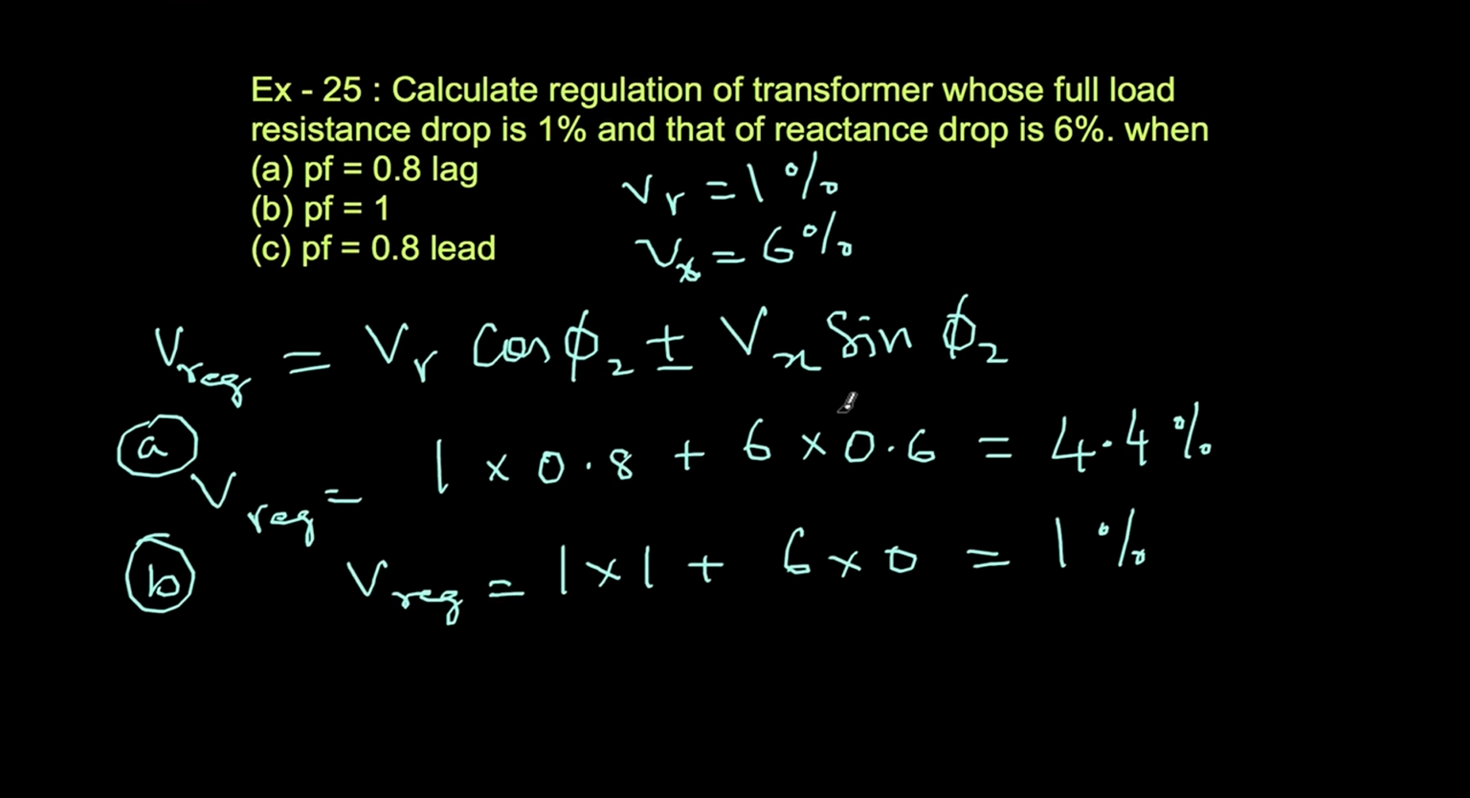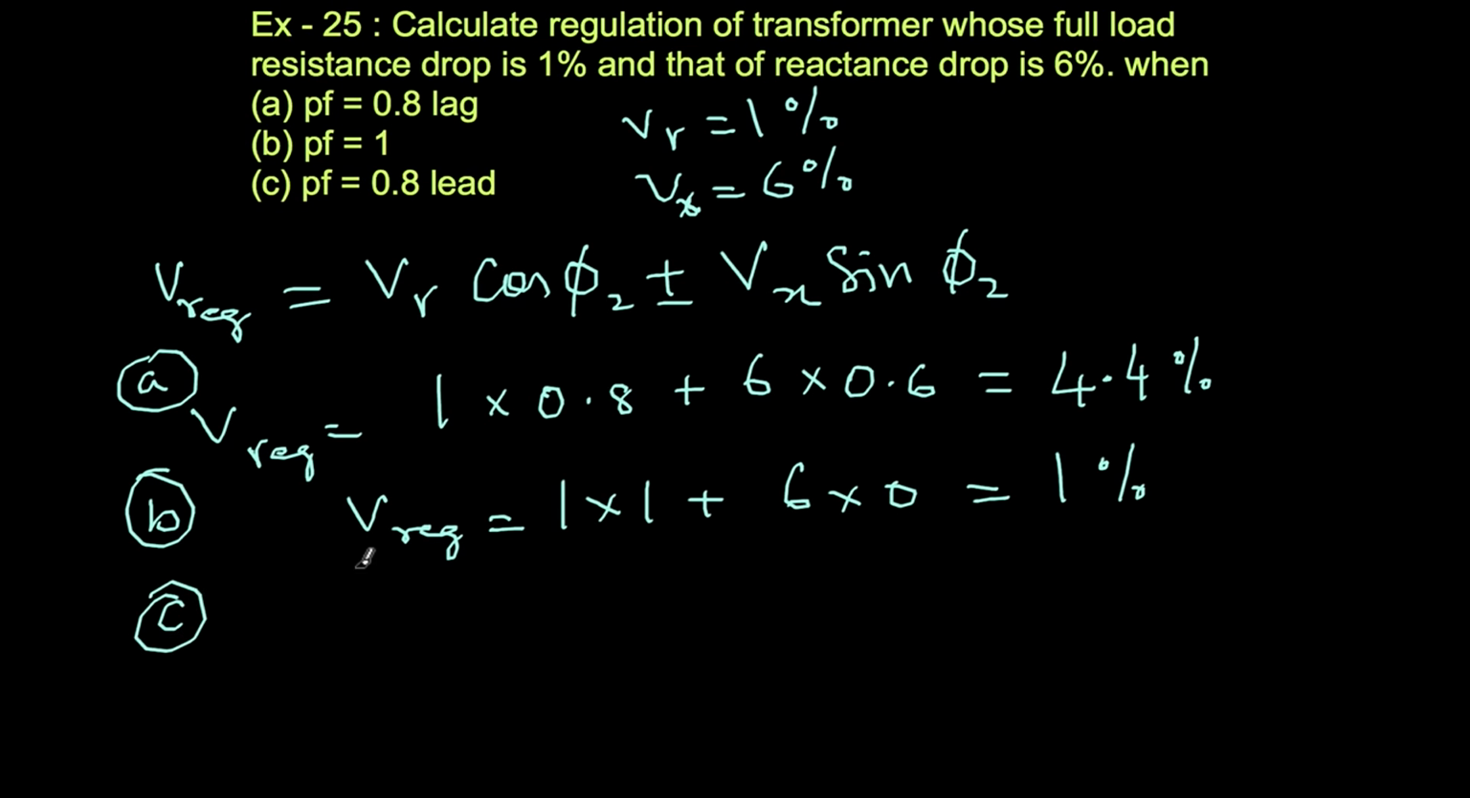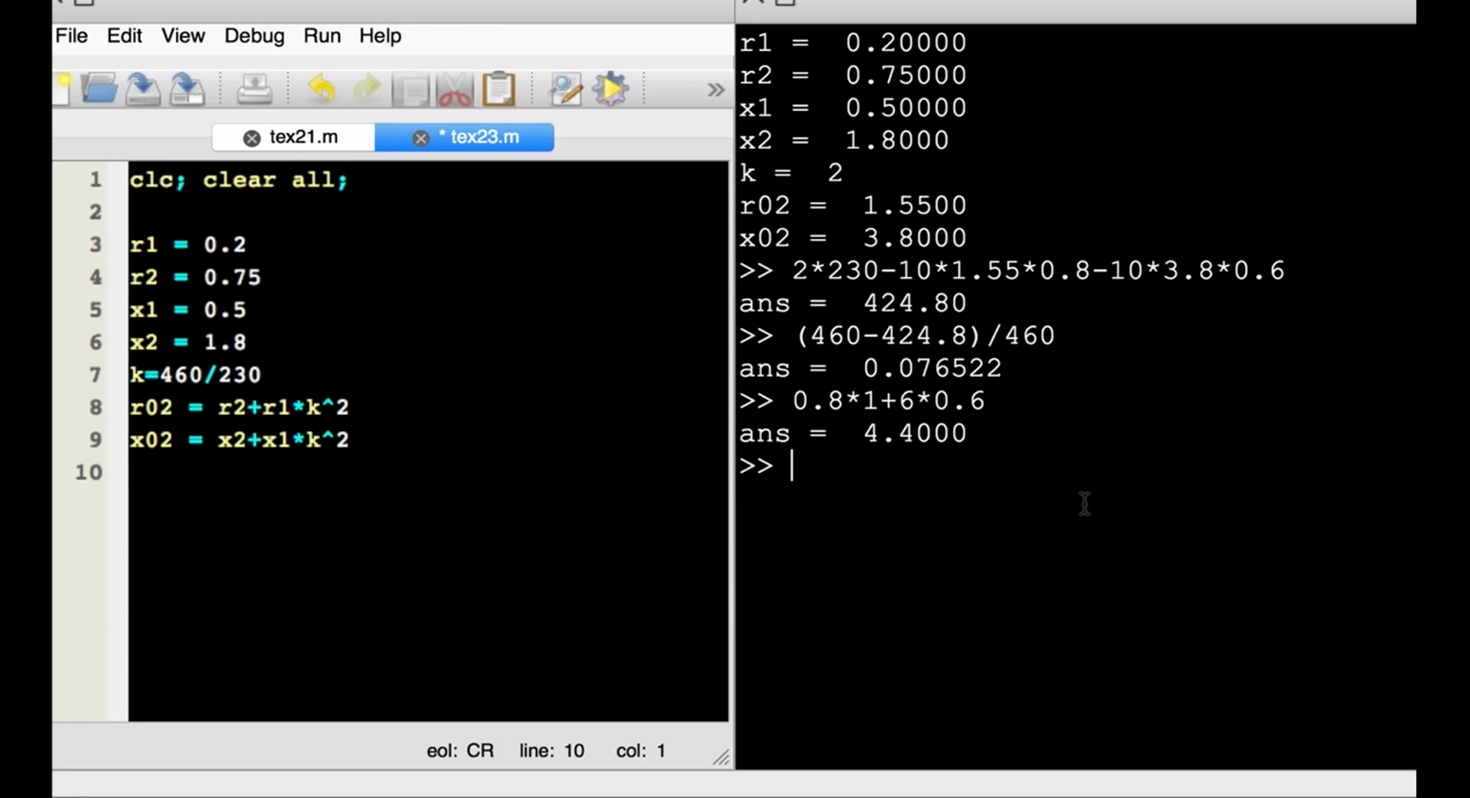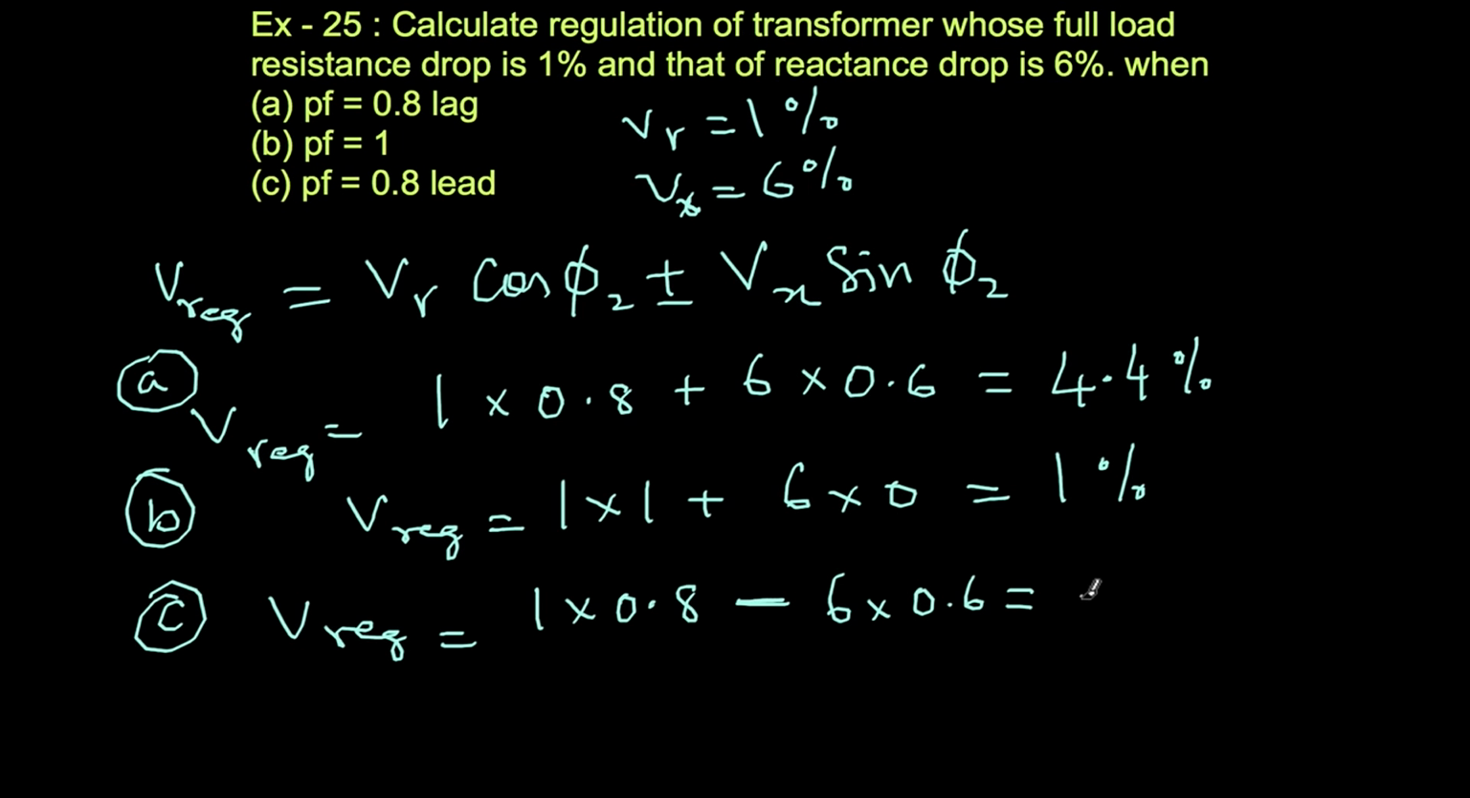Now let's take the last part. That is, voltage regulation is 1 into 0.8. Here I'll use the minus sign because the power factor is leading. So 6 into 0.6. I'll just substitute the minus sign. So I'm getting minus 2.8. Minus 2.8% is the voltage regulation.